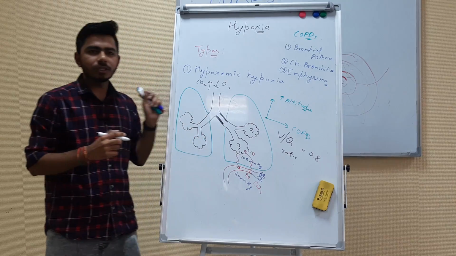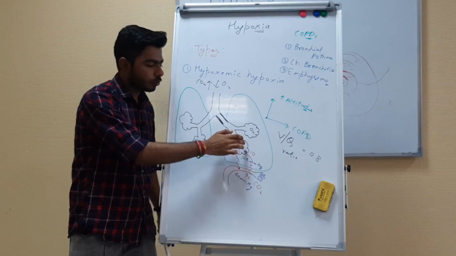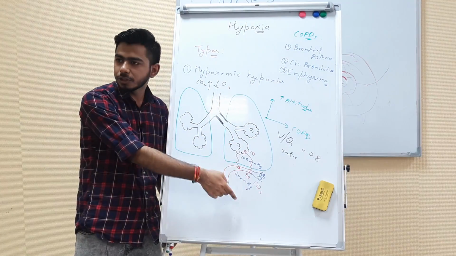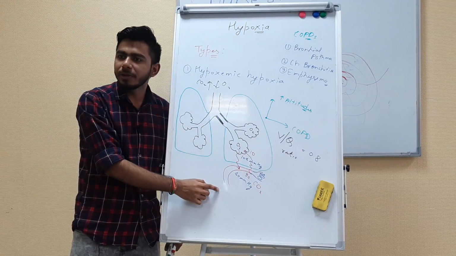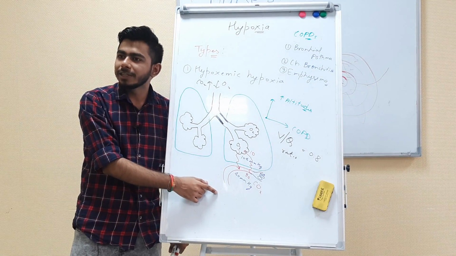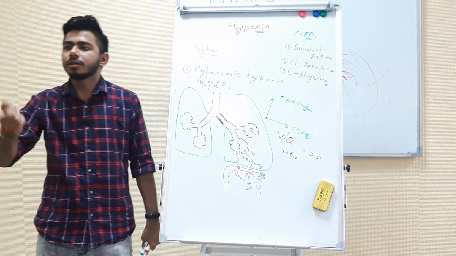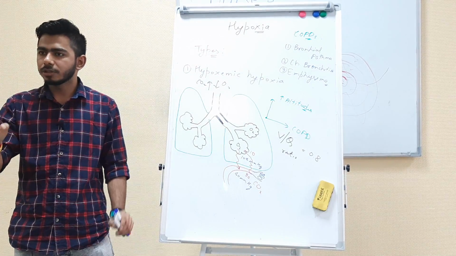What will happen to the oxygen content now? Will you be able to provide the proper amount of oxygen to your alveoli? No. So what will happen to the ventilation perfusion ratio? It will be decreased. Okay. So eventually in the blood there will be a low amount of oxygen. Eventually in the aorta there will be a low amount of oxygen. Eventually the tissues might be getting hypoxia. Okay. So, clear about this one.